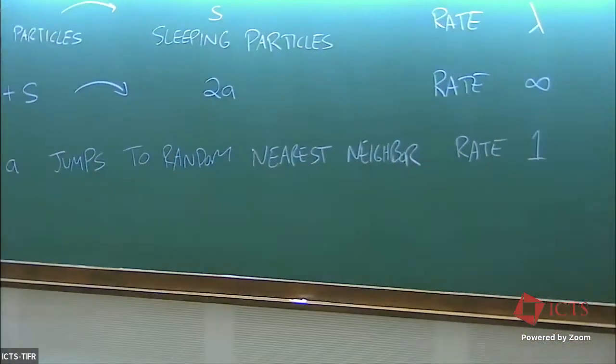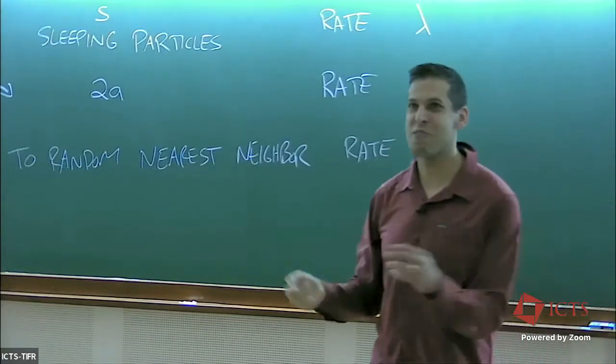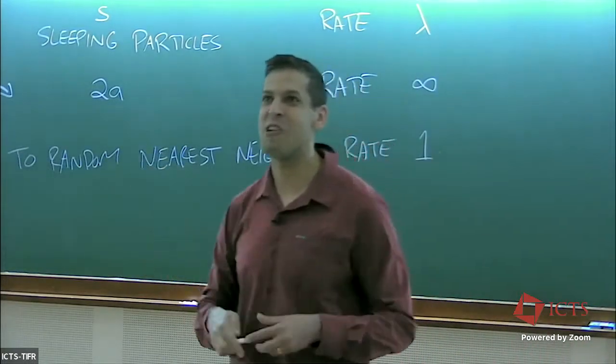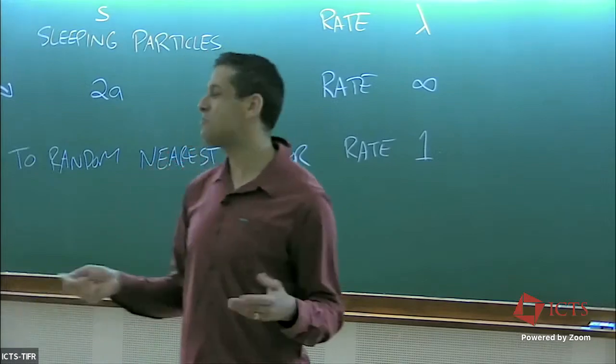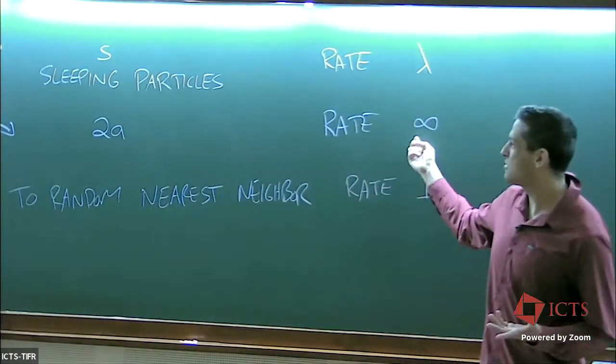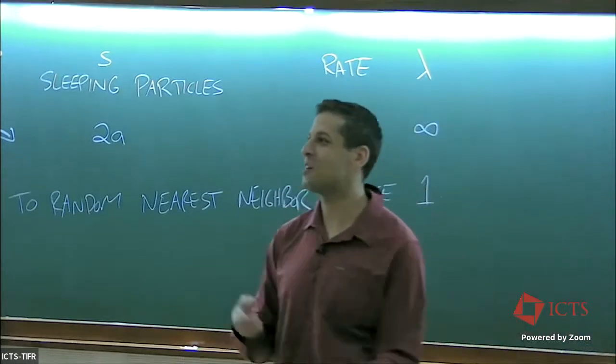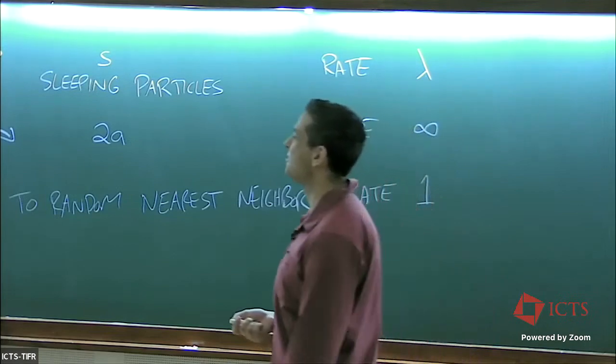Okay, so these are the laws of physics in our toy universe. You have two types of particles. The active ones do random walks. They fall asleep at some fixed rate, and they get woken up by other active ones when the active one jumps on top of the sleeper.